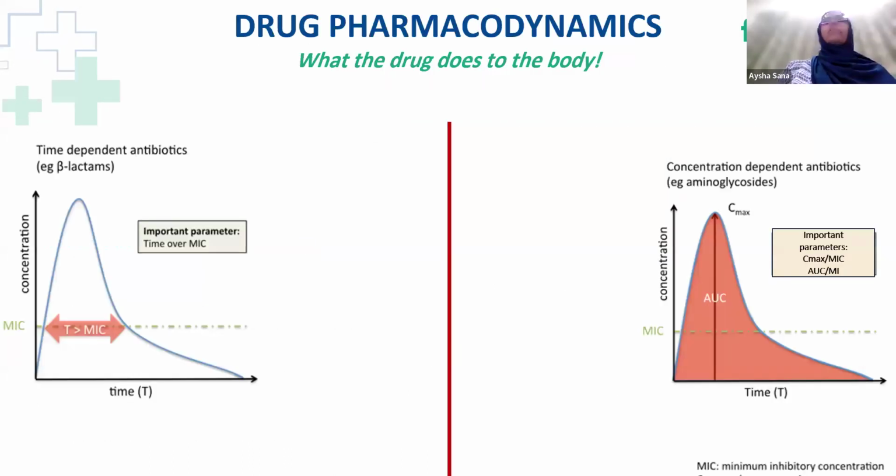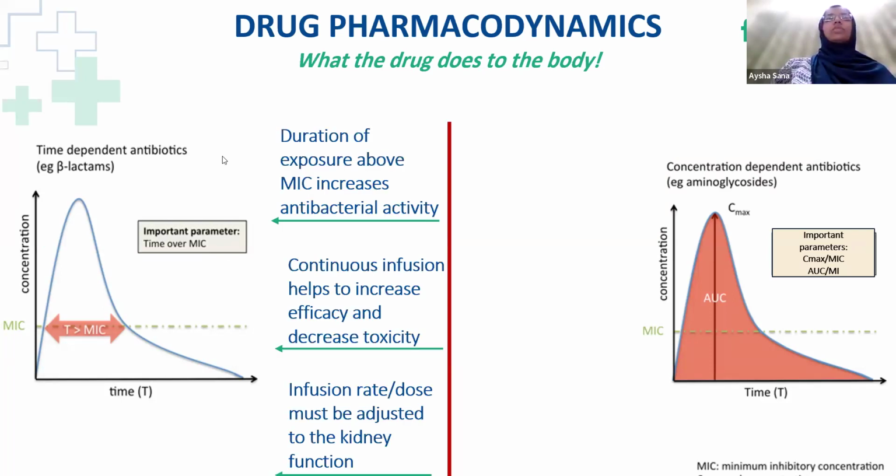Now we'll look into the pharmacodynamics and how it affects the dosing of renal and hepatic impaired patients. As you all know, drug pharmacodynamics is what the drug does to the body. This is a concentration time graph, and in case of antibiotics, we have two types: time-dependent antibiotics and concentration-dependent antibiotics.